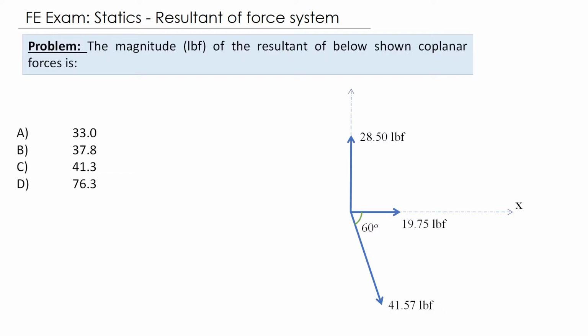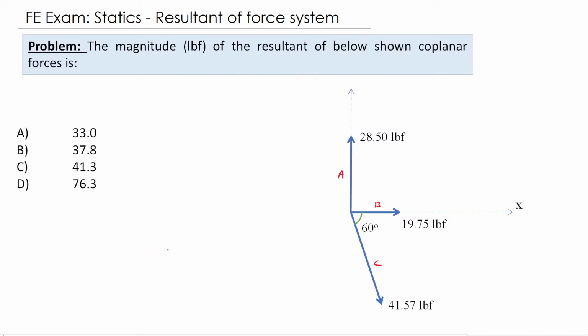So the problem is we need to find the magnitude in pound force for the resultant of the below shown coplanar forces. The first thing we need to do is just to tag these forces. So this is force A, this is force B, and this is force C.